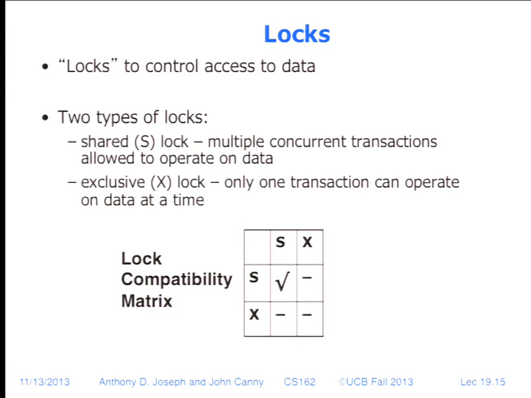Here's just a simple, fairly obvious matrix showing that different transactions can hold multiple instances of a shared lock, but you can't have an exclusive lock if somebody else has a shared lock, or vice versa. And two different transactions can't have exclusive locks. Okay, so exclusive means exclusive. It means there's only one actor that has that.